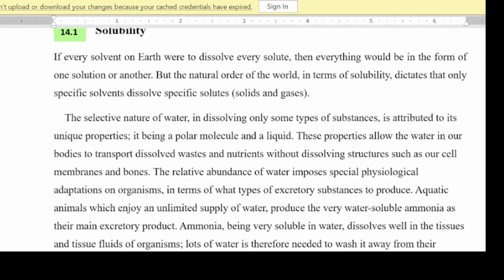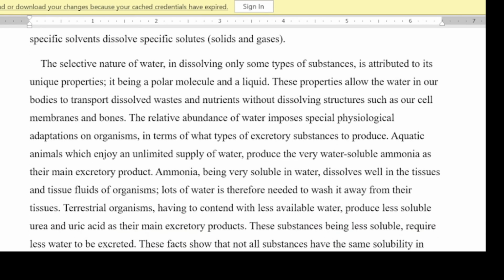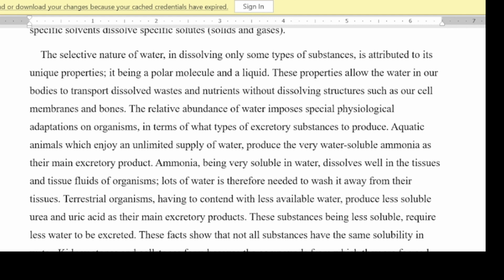If every solvent on earth were to dissolve every solute, then everything will be in the form of one solution or another. But the natural order of the world in terms of solubility dictates that only specific solvents dissolve specific solutes, such as gases and solids. The selective nature of water in dissolving only some types of substances is attributed to its unique property, it being a polar molecule and a liquid.